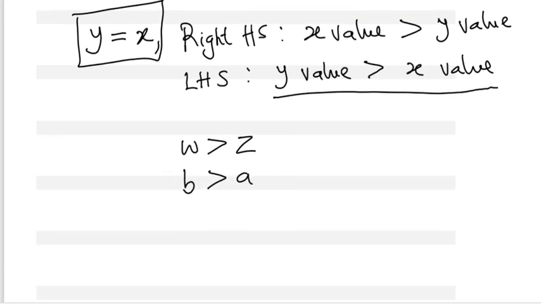Okay, so if we add this together, we have w plus b and then z plus a. Definitely w plus b must be greater than z plus a, because w is greater than z and b is greater than a. So let's look at this.